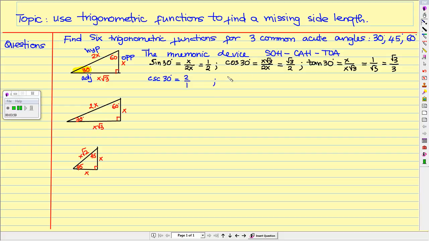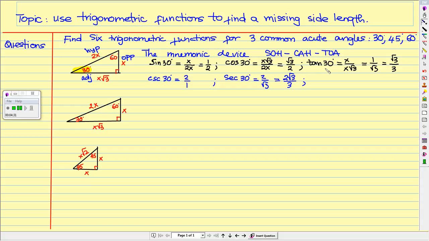The reciprocal of cosine will be secant. So secant of 30 degrees is, again you flip the fraction, so it becomes 2 divided by square root of 3. Now as long as you have a square root in your denominator, you need to do one extra step. So when you multiply both by square root of 3, this gives me 3 in the denominator. The numerator will be 2 times square root of 3.